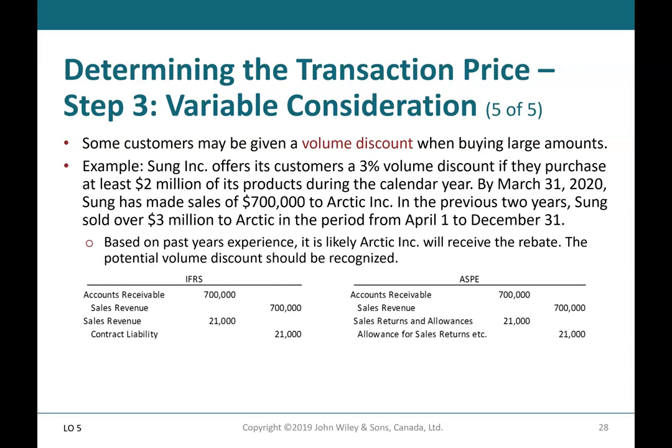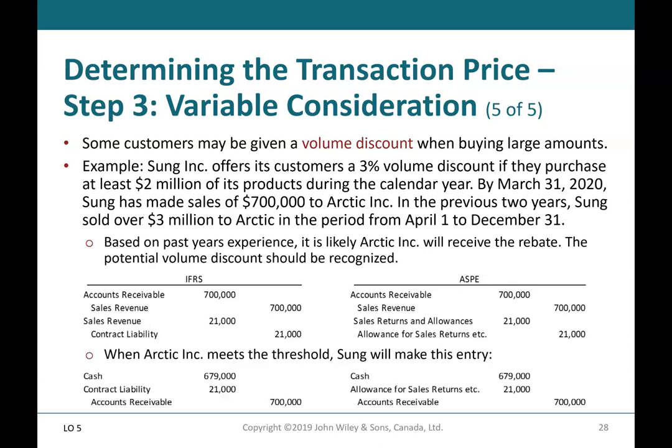Under IFRS, you would debit accounts receivable $700,000 and credit sales revenue for $700,000. You would debit sales revenue for $21,000 and credit contract liability for $21,000. Under ASPE, you would debit accounts receivable for $700,000 and credit sales revenue for $700,000. You would debit sales returns and allowances for $21,000 and credit allowance for sales returns for $21,000.